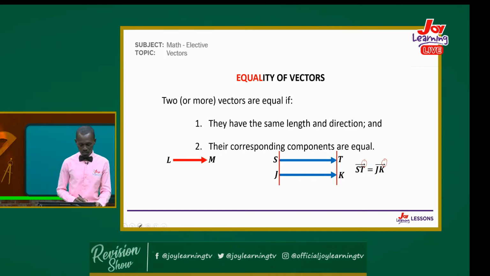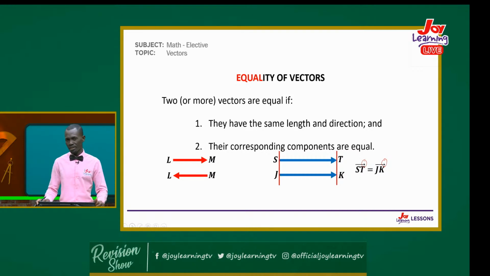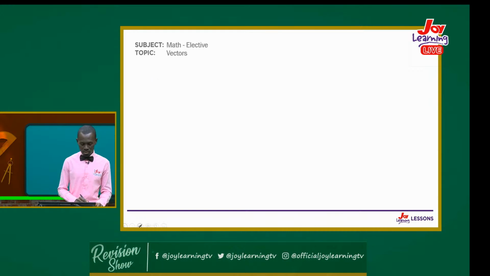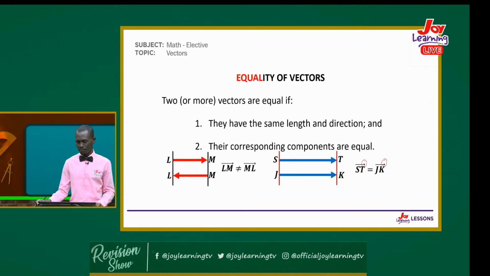Right. But we have 2 other vectors, LM and ML. You notice I didn't call the lower one LM. I called it ML. Why? Notice the direction of the arrows. The first one begins from L and the arrowhead ends at M, so it is LM. The other one, the tail is at M while it ends on L. They are of the same length, quite all right, but they are not in the same direction. So vector LM is not equal to vector ML.